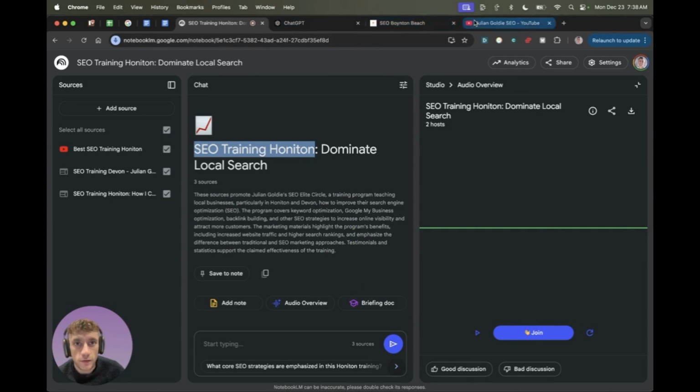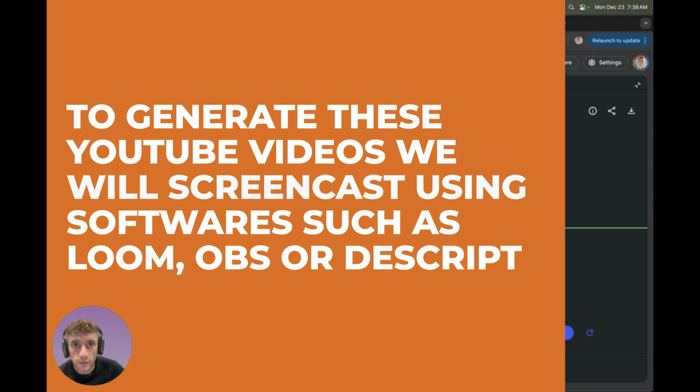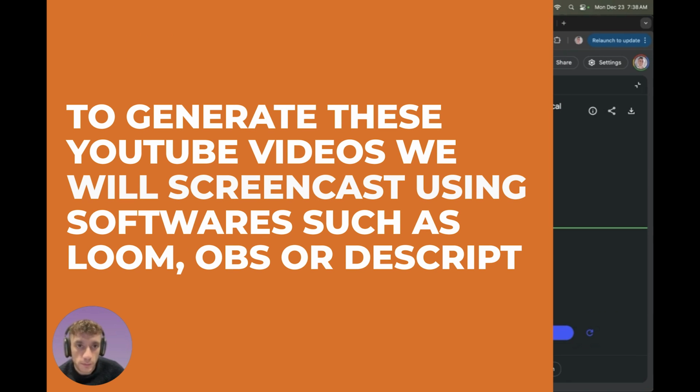Okay. What you're going to do to generate these YouTube videos is you're going to screencast, right? You could do this with Loom. You can do this with OBS if you want to do it for free. And that records your audio on the computer, or you can do this inside Descript as well.